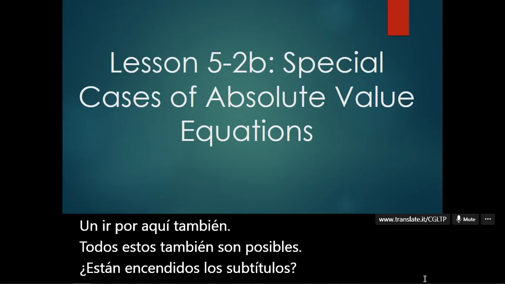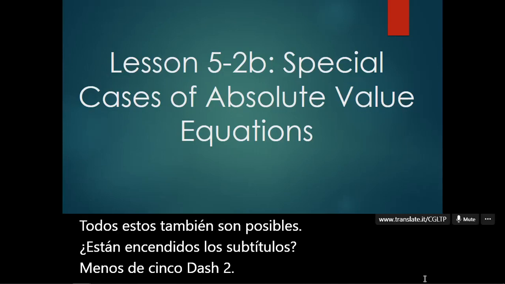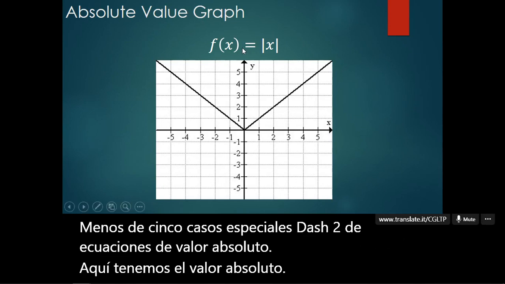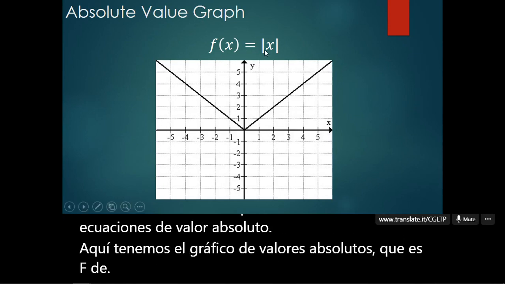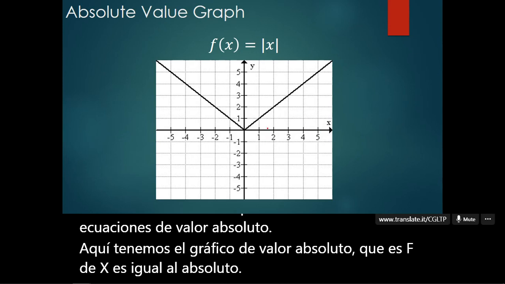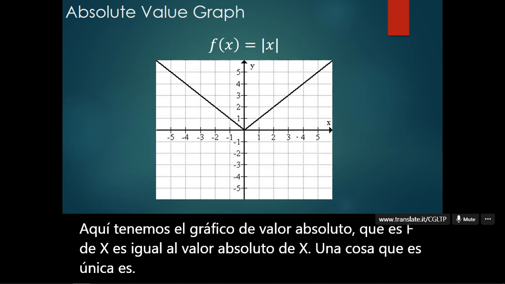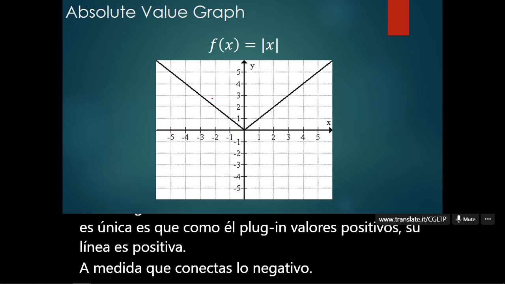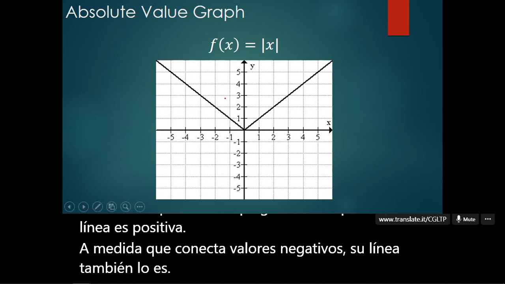Lesson 5-2, Special Cases of Absolute Value Equations. Here we have the absolute value graph, which is f of x is equal to the absolute value of x. One thing that is unique is as you plug in positive values, your line is positive. As you plug in negative values, your line is also positive. So that's why it looks like a V shape.